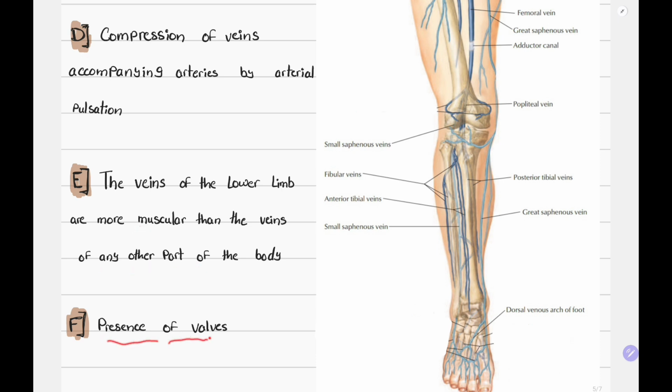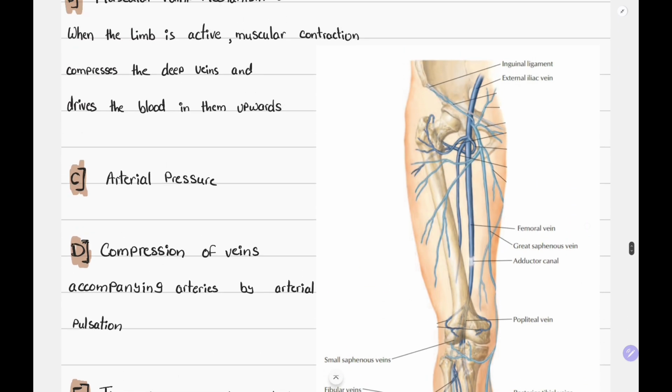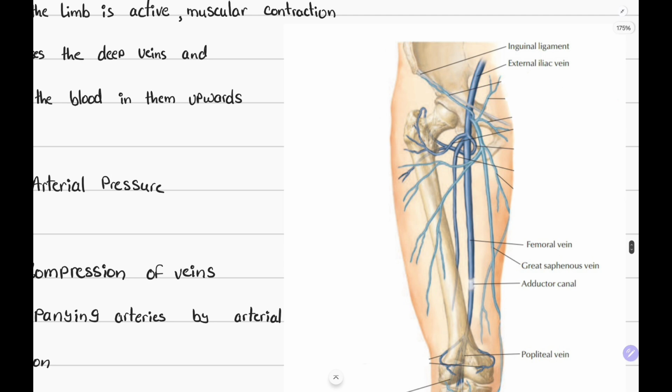And lastly, the presence of valves, as I have already discussed with you. So this is the overall picture of the superficial, perforating and deep veins, and with the help of this picture you will be able to appreciate all we have discussed till now. So this is the inguinal ligament and this is the external iliac vein. The external iliac vein continues to become the femoral vein. This is our femoral vein.